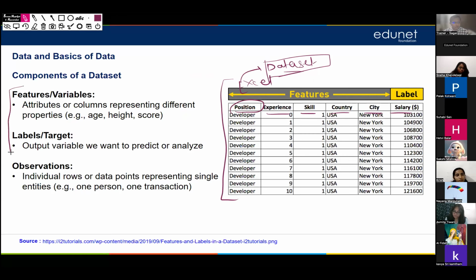So there are three things that every data set is going to have. First is the feature and the variable.